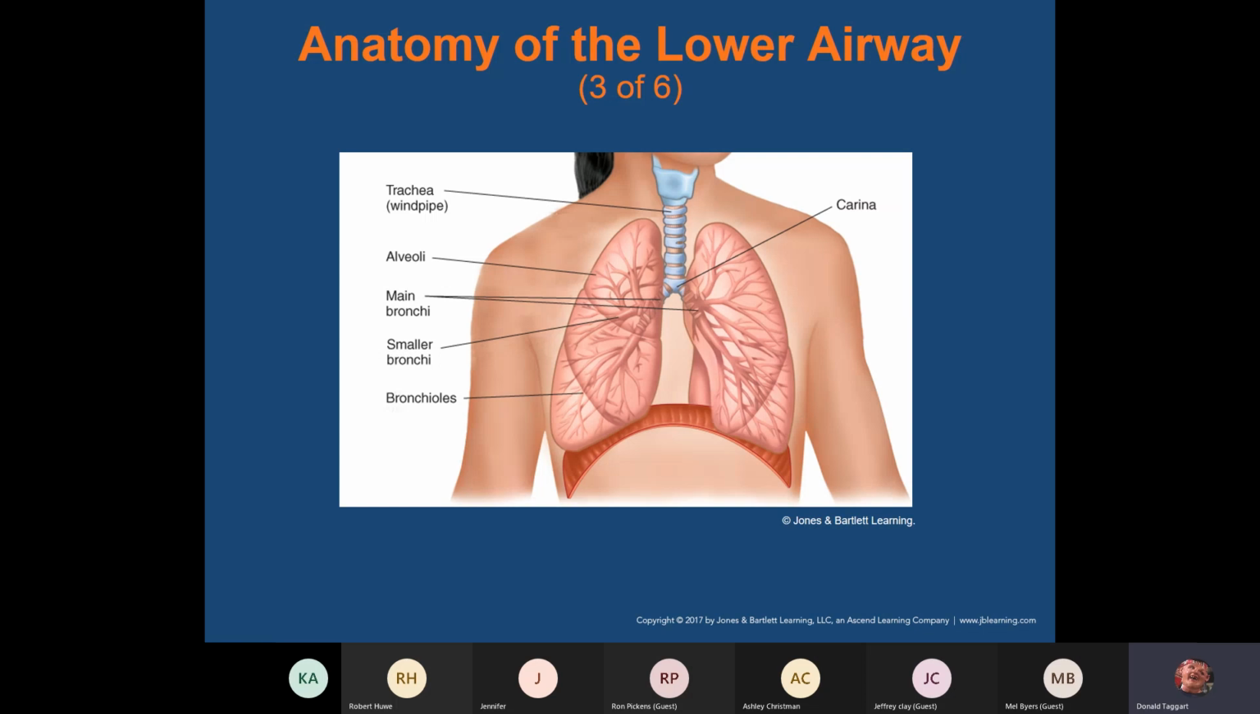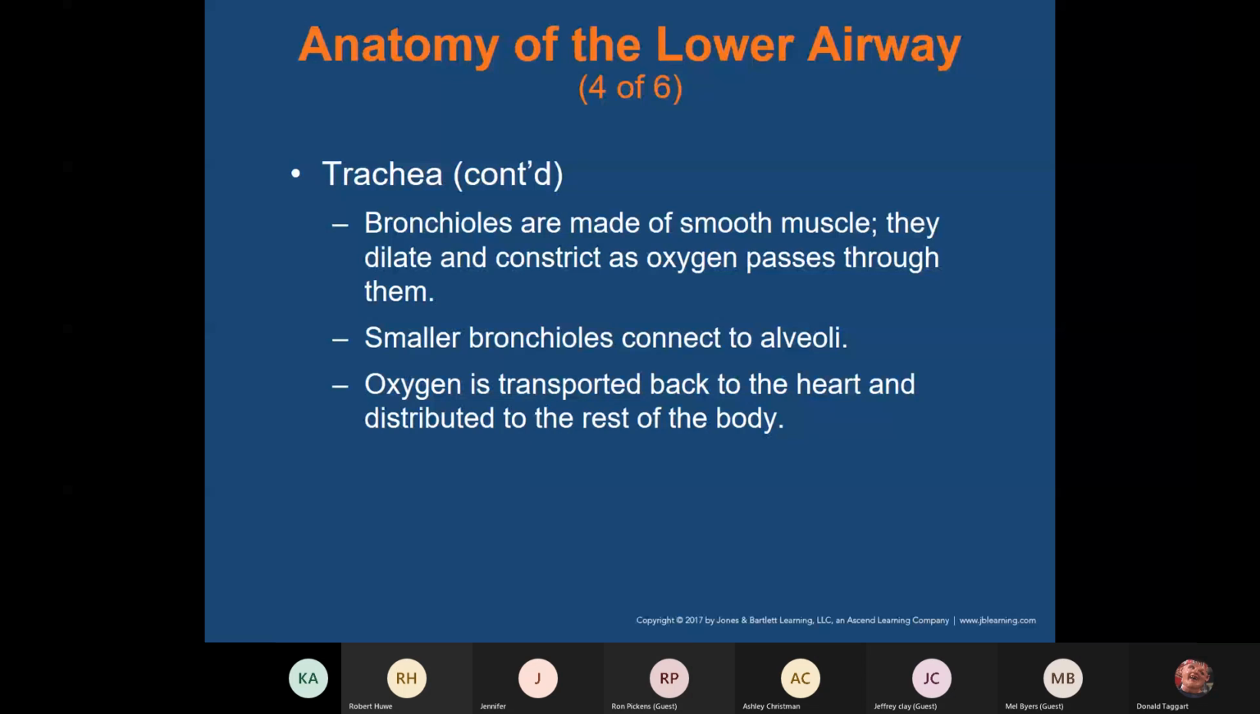When we have it inflated and we're seeing a little bit of chest rise, not a lot of chest rise, and some people we can't, but we want it to where we know that we've got air distributed throughout the whole field. So trachea going down, the smaller bronchioles connect to the alveoli, oxygen transported back to the heart and distributed to the rest of the body.